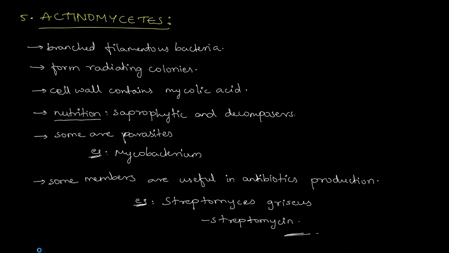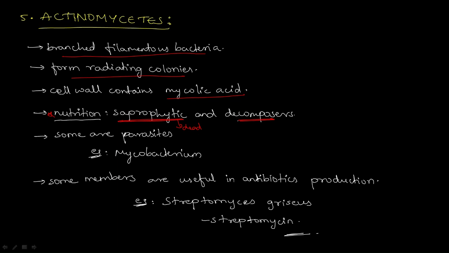And the last classification of Monera is actinomycetes. These are branched filamentous bacteria, and they also form radiating colonies. The cell wall contains mycolic acid. The nutrition of actinomycetes is saprophytic. They feed on dead matter like dead organisms, dead plants, etc. And they are decomposers. They decompose the organic matter which is dead.